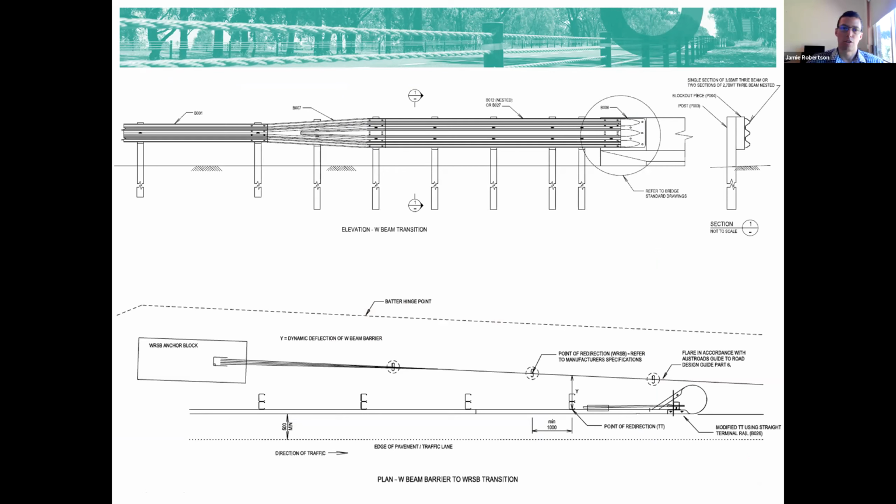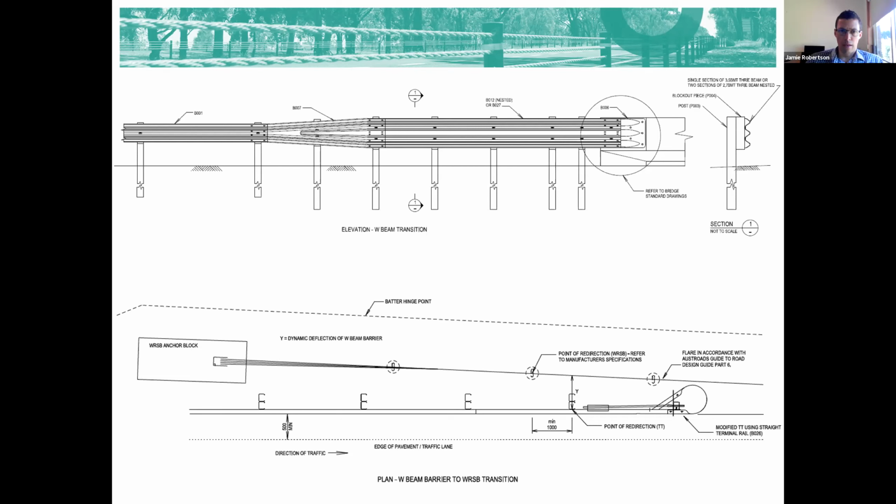Another common type of transition occurs at structures where we have a rigid system transitioning to a semi-rigid system, an off-structure barrier, and then perhaps overlapping again to a wire rope. This drawing comes from the RMS suite of standard drawings, and it provides a typical detail for transitioning between a W-beam and a rigid barrier, and a gradual increase of stiffness is provided by transitioning to a thri-beam in between.